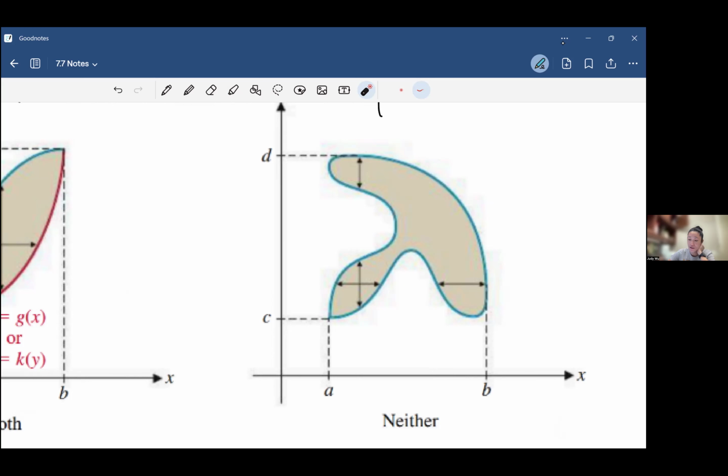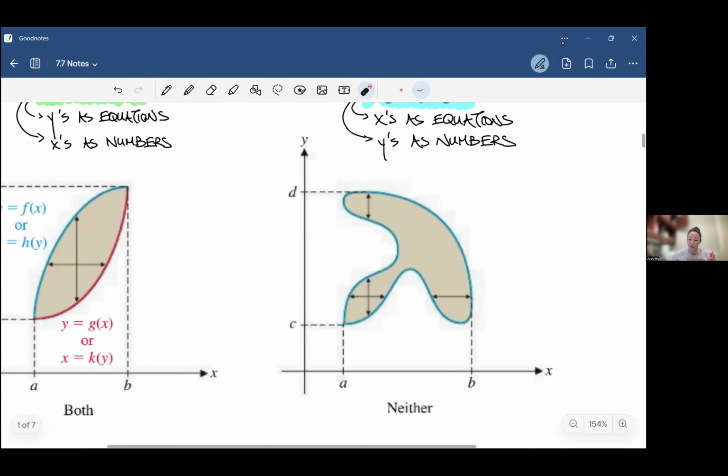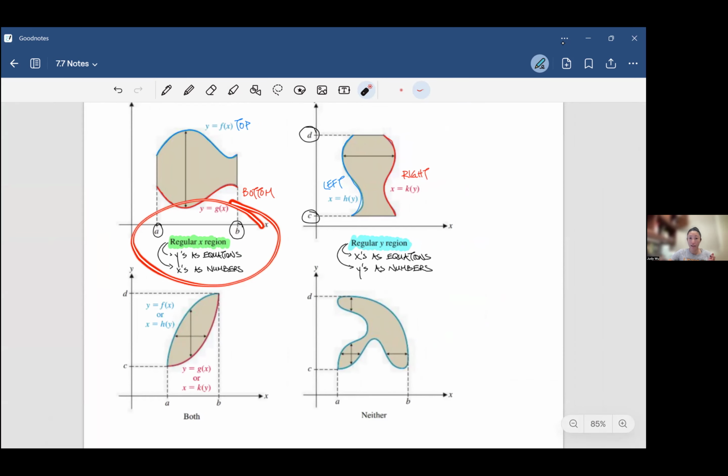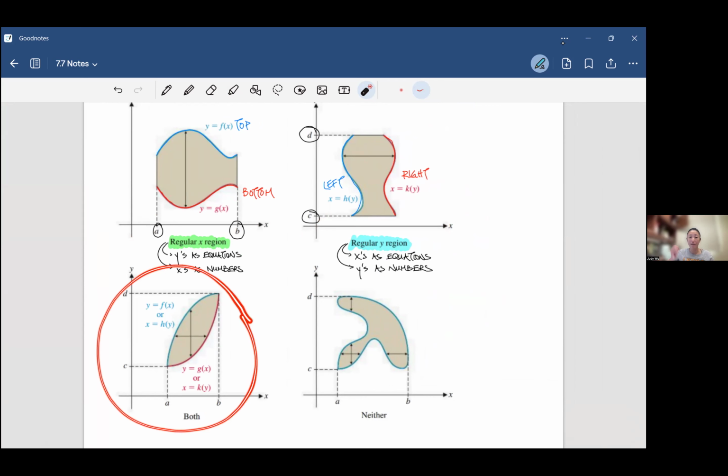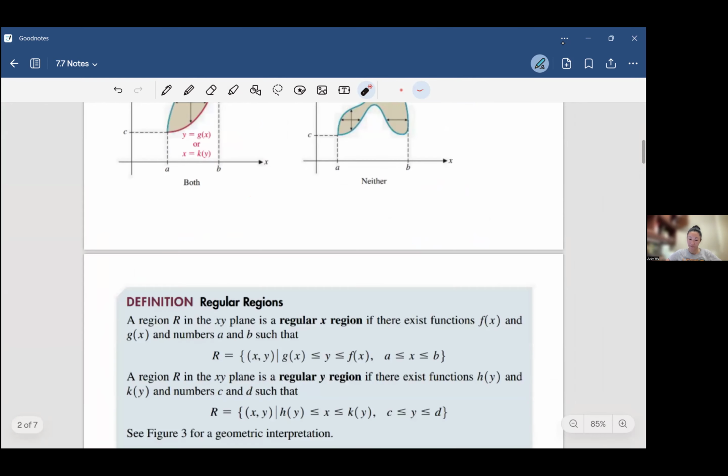And I wanted to show us a picture of it that it could look like this, where there's no clear top or bottom, because this top and bottom is different from this top and bottom. And this left and right is different from this left and right. So we're not really going to worry about those, but just know that they exist. Our focus is going to be on regular X regions, regular Y regions, and then thinking about those cases where they might be both. Okay, so let's get started.